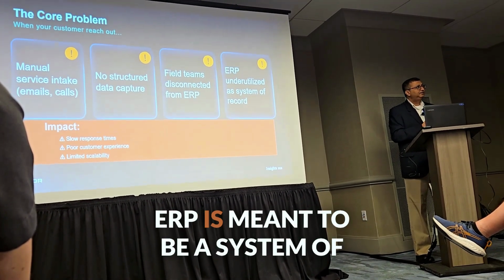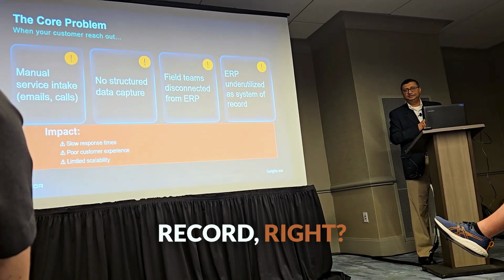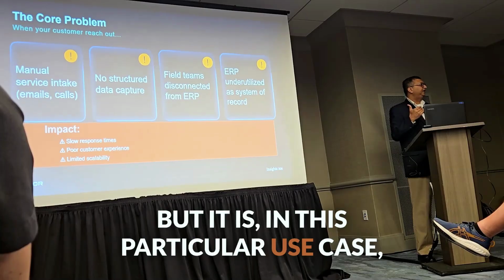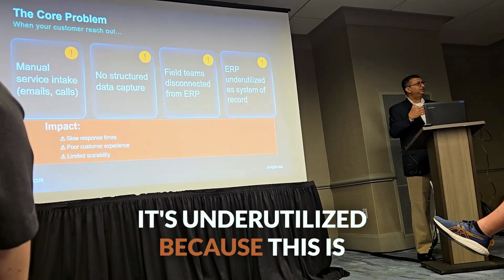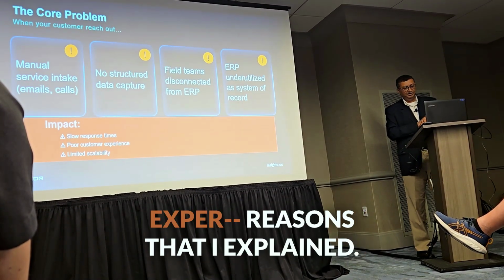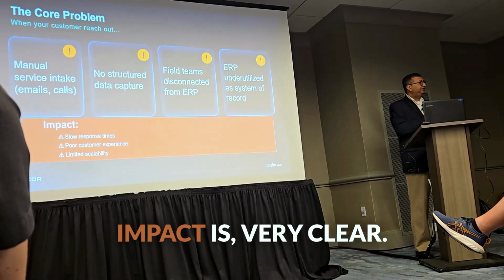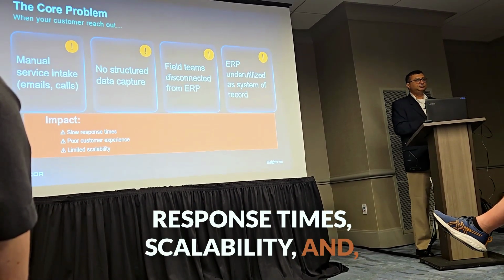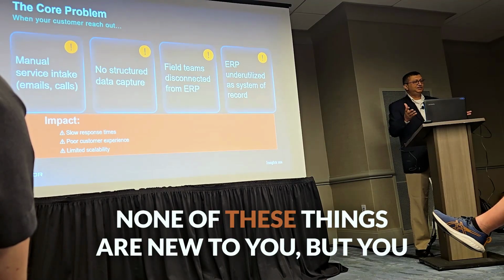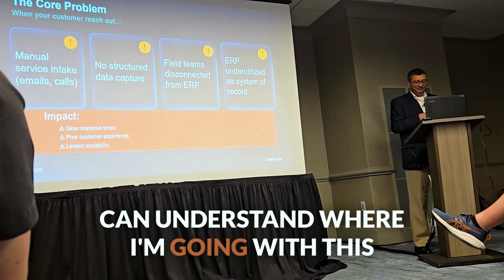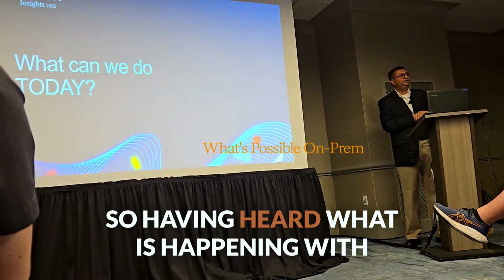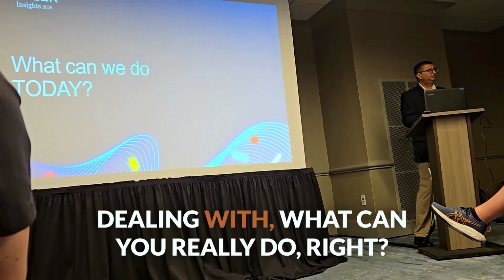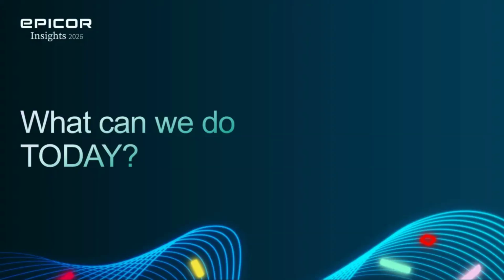ERP is meant to be a system of record, right? This is where all the transactions happen. But in this particular use case, it's underutilized for many reasons: response times, scalability, customer experience, all these kinds of things. You can understand where I'm going with this. So, having heard what is happening with Epicor and the problems you're dealing with, what can you really do with what you have right now?